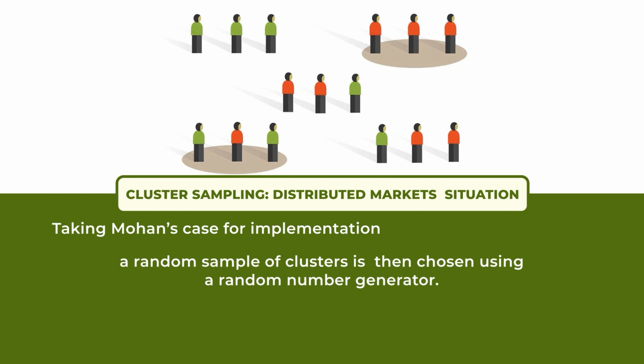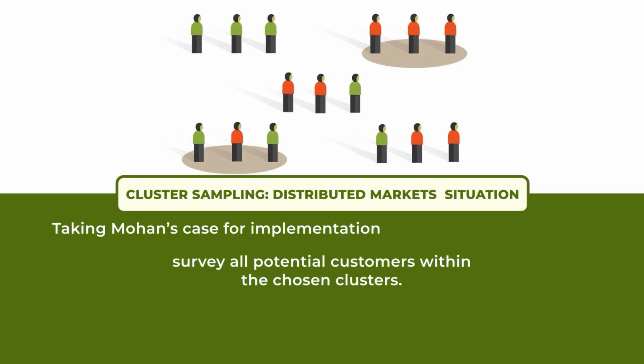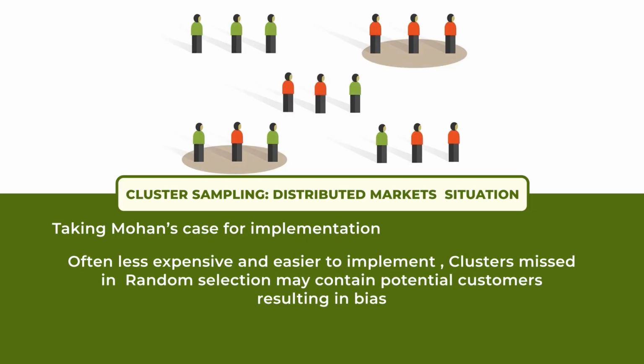And then you draw a random sample from these clusters using a random number generator. So every third cluster, every fifth cluster, depending upon what is the generator that you're using, you then draw this number. And then for each cluster, because each cluster represents your population per se, so you survey all potential customers within that chosen cluster. It's generally because we're looking at a distributed market situation here. Cluster sampling is often less expensive and much easier to implement.